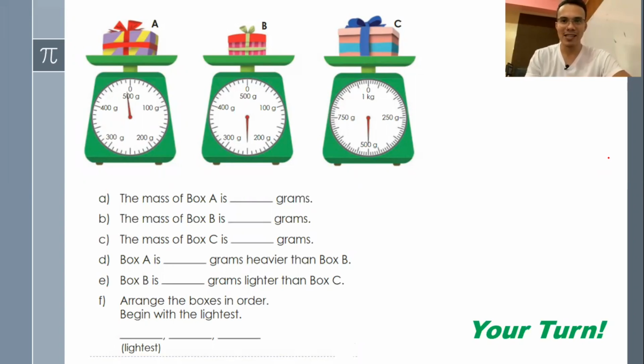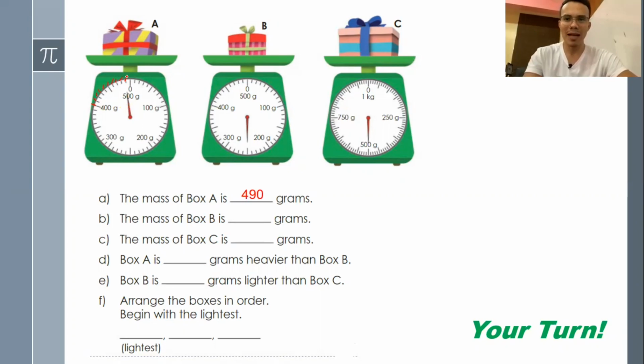Let's have letter A. The mass of box A is blank grams. And the mass of box A is 490 grams. And how did I get 490 grams? Let's start at 400 and count in tens. 400, 410, 420, 430, 440, 450, 460, 470, 480, 490. The mass of box A is 490 grams.